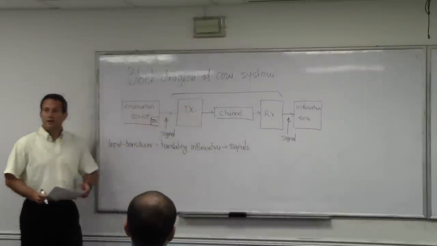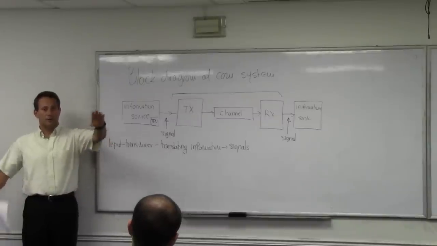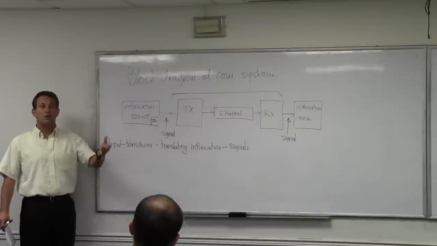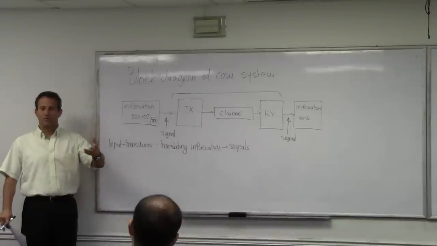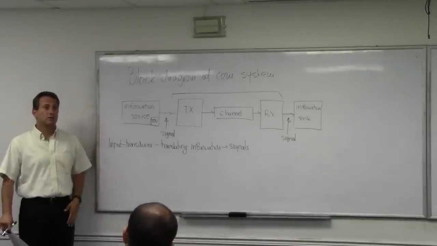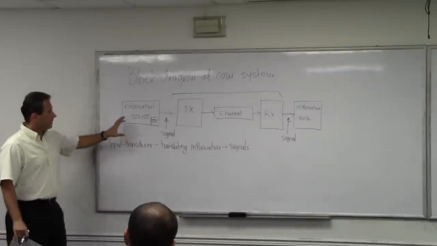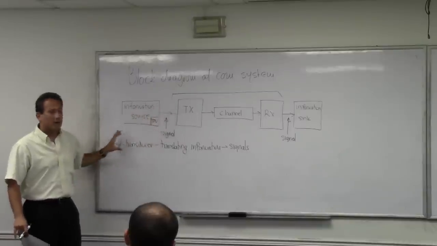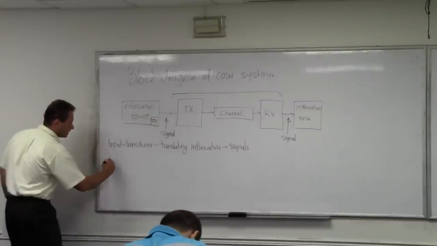What are some typical examples of the input transducer? Your microphone. Microphone takes the acoustic wave and makes it a voltage. Your camera takes this image here and translates that into a whole bunch of currents and voltages. Your keyboard takes your words and what you're trying to type and translates that into voltages and currents that are further processed by the computer. So the input into our system is the output of the transducer. It's already voltage and current. The next block in this diagram is the transmitter.